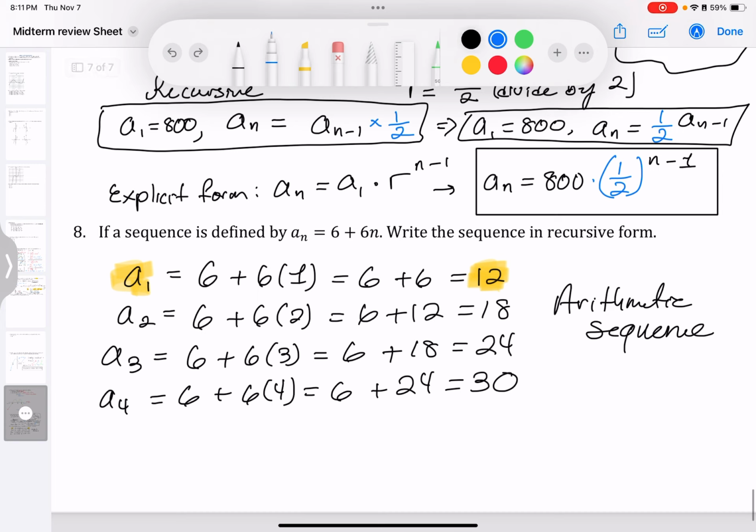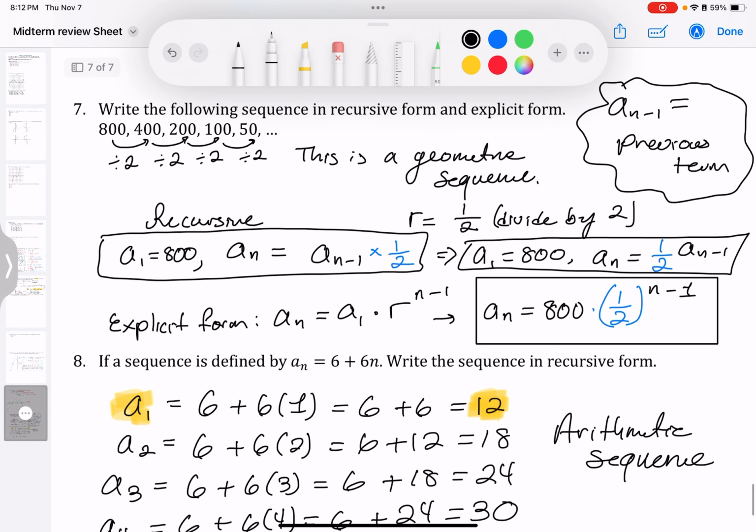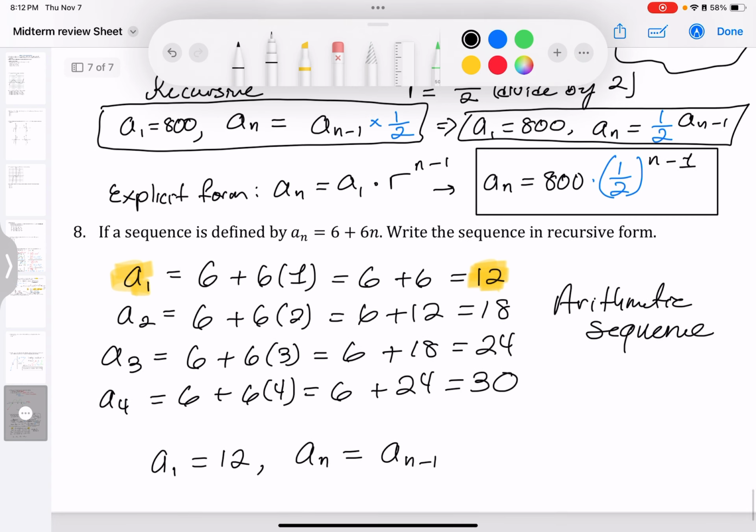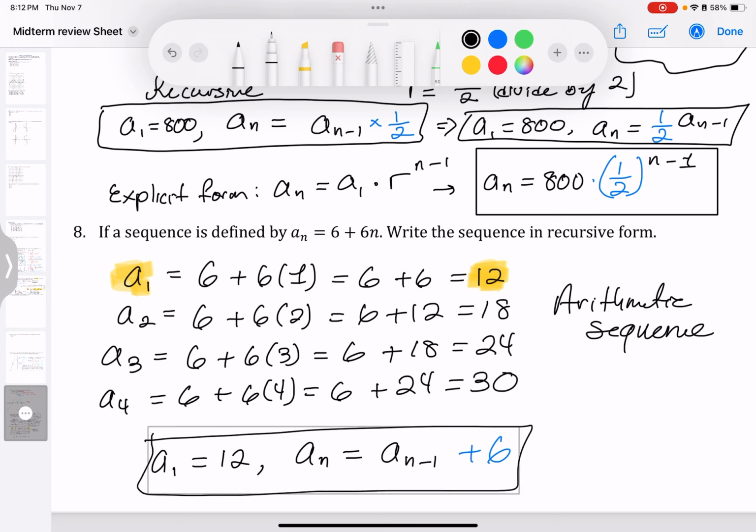Therefore, to write our sequence in recursive form, we must state the value of the first term. A sub 1 is 12, comma. To find the next term in the sequence, you take the previous term, which is a sub n minus 1. Once again, that means previous term. And you're going to add 6 to it. And there you go. That is your sequence in recursive form.